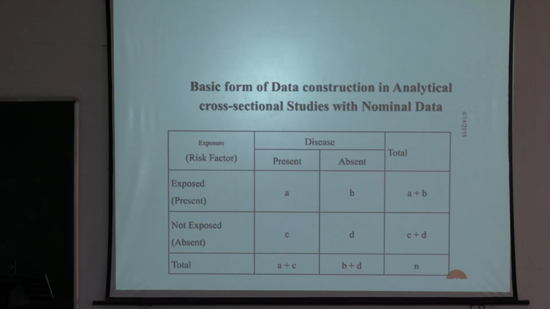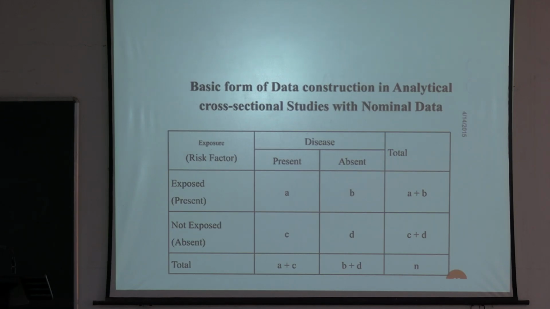So how many are exposed to the possible risk factor? How many people are exposed to this factor, possible risk factor? A plus B. How many are exposed to the risk factor and have the disease? Exposed to the risk factor and have the disease.